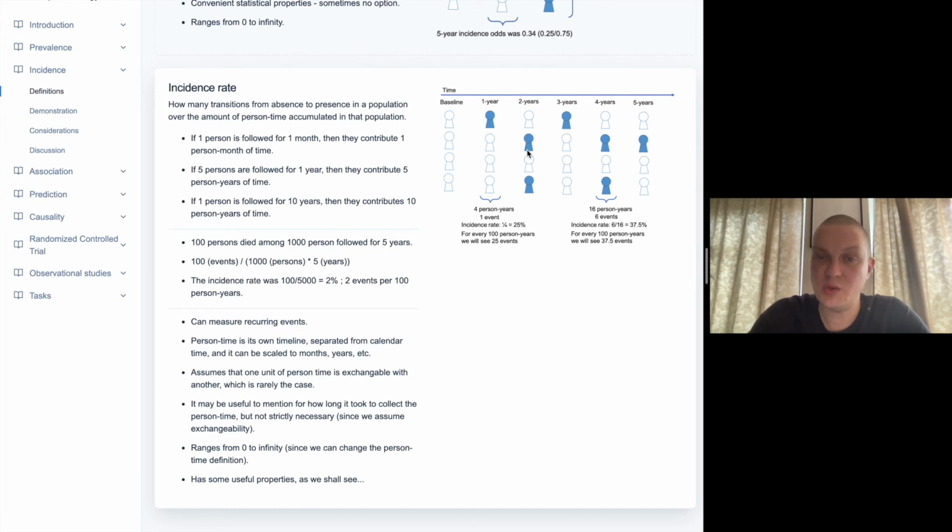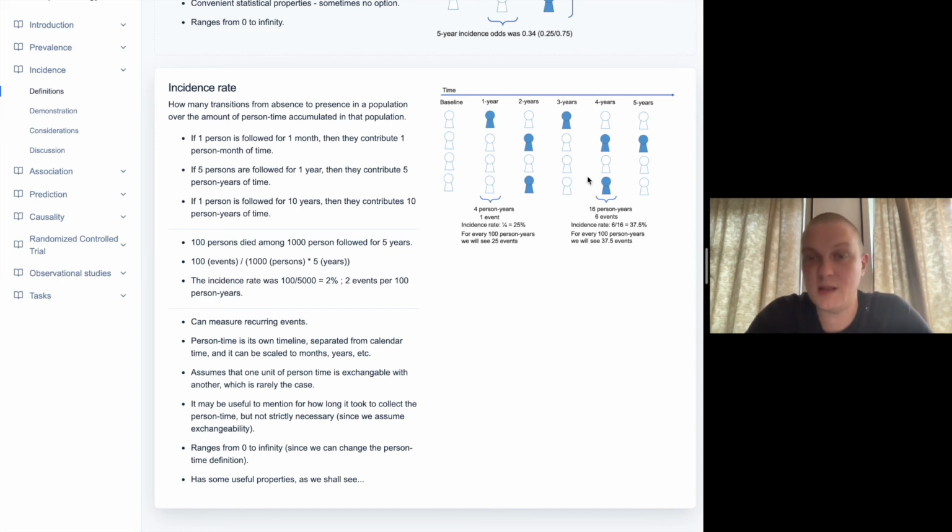Okay, year 2, this person transitions back to not being a case. Then year 3, this person is a case. Year 4, not a case. Year 5, not a case. So this individual now has had the event twice. They've transitioned twice. In year 2, there were 2 other individuals that transitioned, and so on.